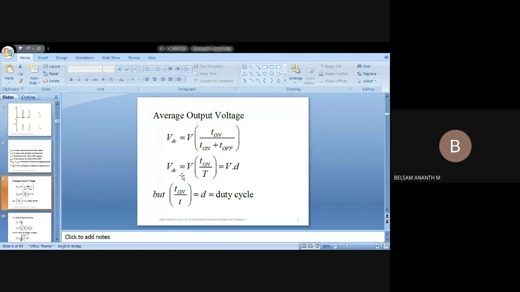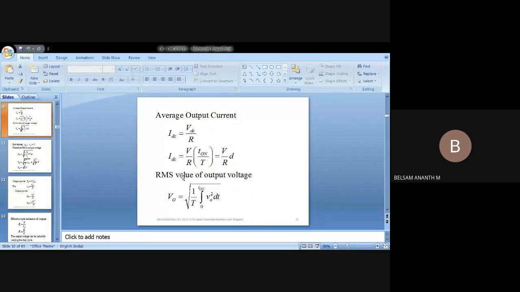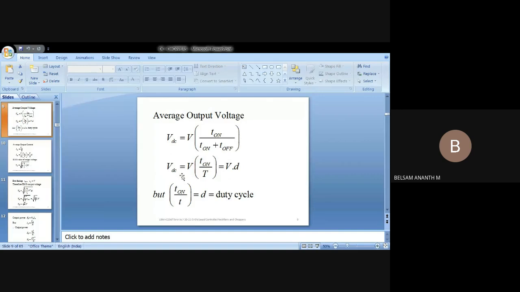From that equation, when you want to calculate the average output current, I equals what? As per Ohm's law, V divided by R. Therefore, VDC, the previous equation, divided by the resistance value. What is the previous equation? The previous equation is V into D. So the final equation is capital V into small d.